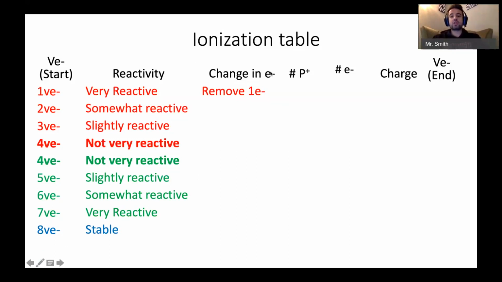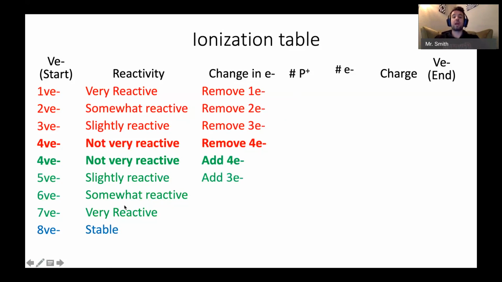Now, let's talk about changes in electrons here. With 1 valence electron, remember, we lose 1 and then lose 2, lose 3, or lose 4. And then once we start looking at the green stuff here, we're going to add 3 or add 2 or add 1. Or in the case of 8 valence electrons, there's going to be no change. You add 0 or you remove 0. Notice here how the fewer number of electrons you add or remove, for example, adding or removing 1, the more reactive you are. So our most reactive substances have the fewest change in total electrons to become stable.